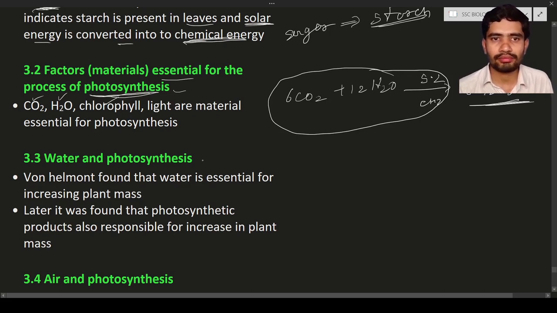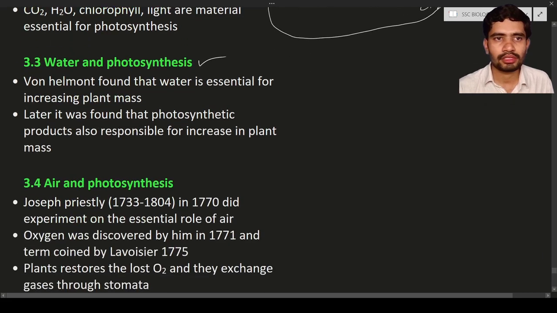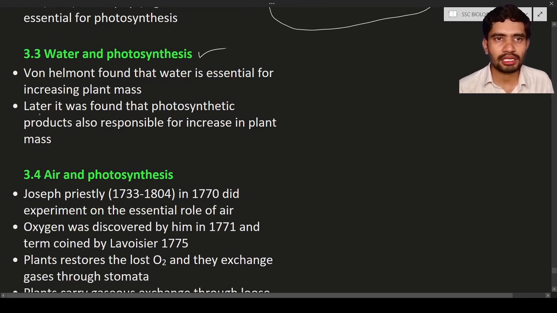Next is water and photosynthesis. What is the relation between water and photosynthesis? You might have studied in the previous academic years the experiment done by Van Helmont. Van Helmont found that water is essential for increasing plant mass. Plant mass is nothing but plant weight. So water is essential. If there is no water, the plant will not have the weight.